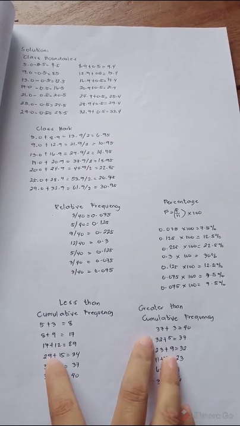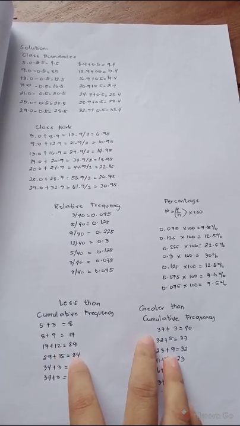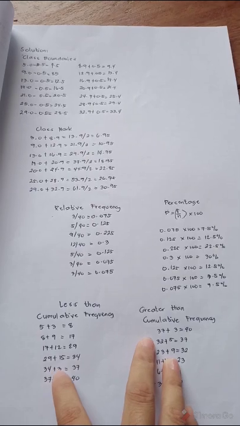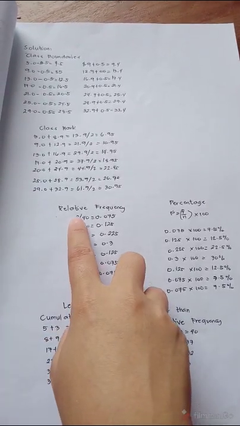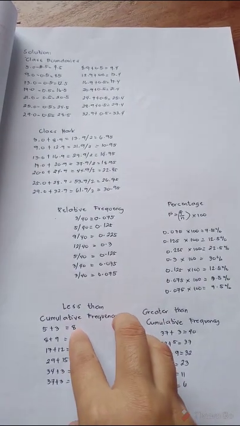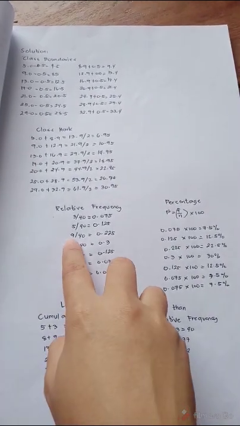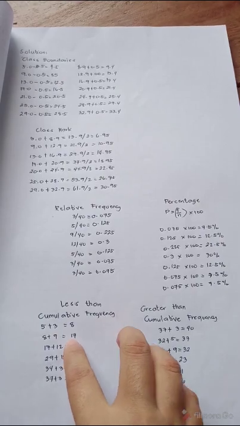And then 29 plus 5 is equal to 34. 34 plus 3 is equal to 37. So 5 plus 3 here, 5 plus 3 is equal to 8. And then 8 plus 9, 8 plus 9 is equal to 17.